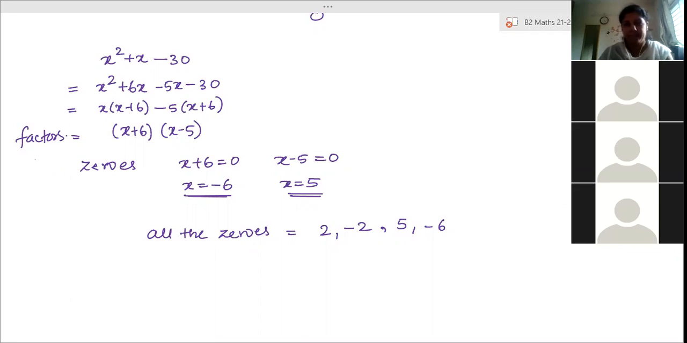Ma'am, and how do we do the 64th one with long division? Only one factor is there. If one of the zeros is minus 2, then what will be the factor? x plus 2. So divide the polynomial by x plus 2. Quotient will be quadratic. A cubic polynomial will have only 3 zeros, so with 1 zero given, you will get the quadratic polynomial as quotient. Factorize it.